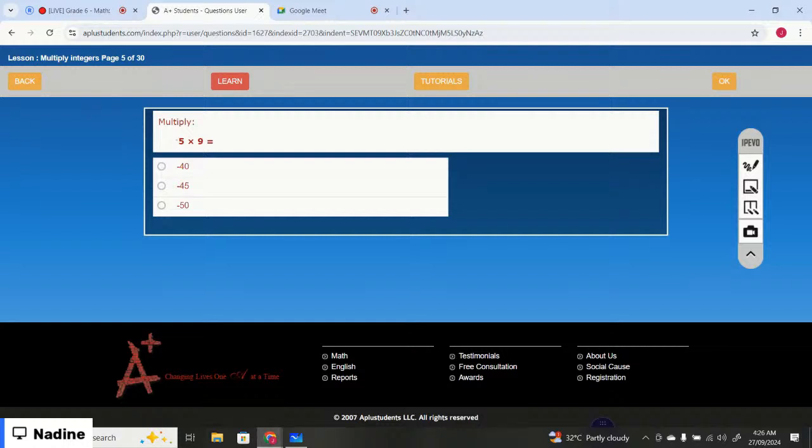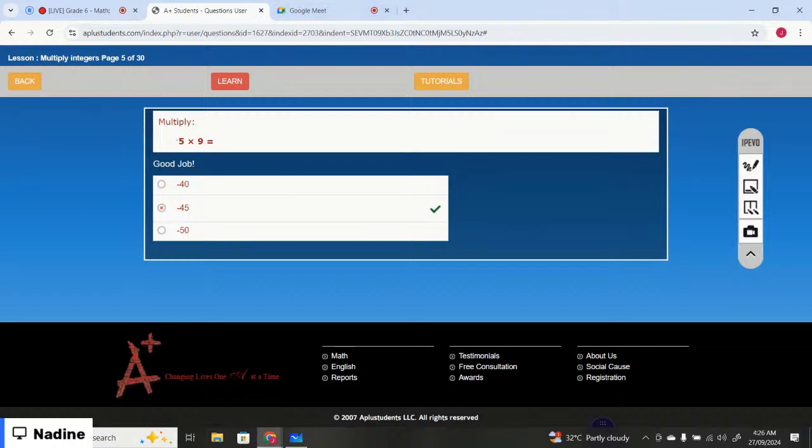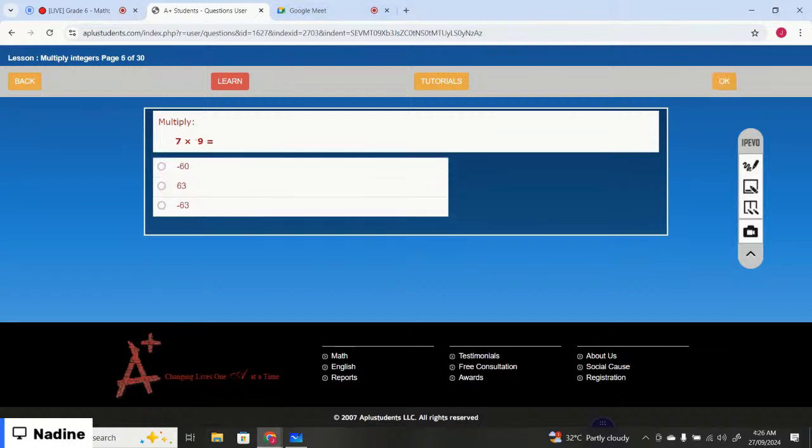Negative 5 times 9, which is the correct option? That is negative 45, right? Option number 2 is the correct option. That is negative 45. Negative 9 times 7. So, which is the correct option?